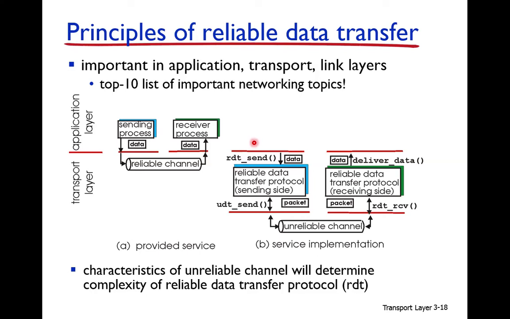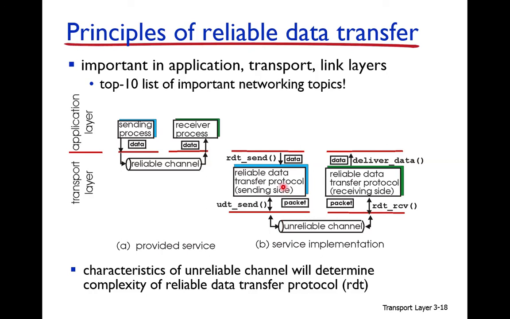The application layer wants the transport layer to send the data reliably, and the transport layer gives the data to the network layer, and the network layer always provides unreliable data transfer. UDT means unreliable data transfer. Why? Because the network layer uses the packet switching technique, and in packet switching the packet can be lost, the packet can be delayed, the packet can be out of order.